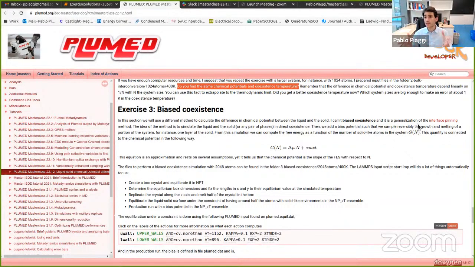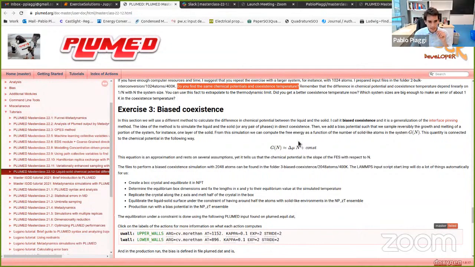What we will do here is we will restrain the region in which the system is able to grow or dissolve to one layer of the crystal, and then we're going to add a bias potential such that this interval, so the growth and dissolution of one layer, is sampled efficiently.